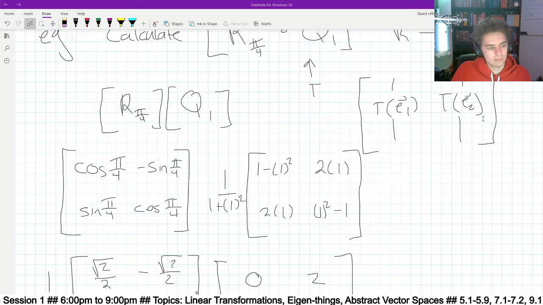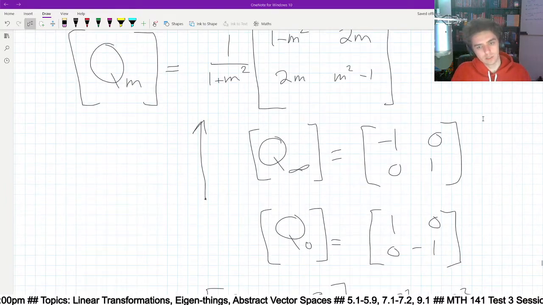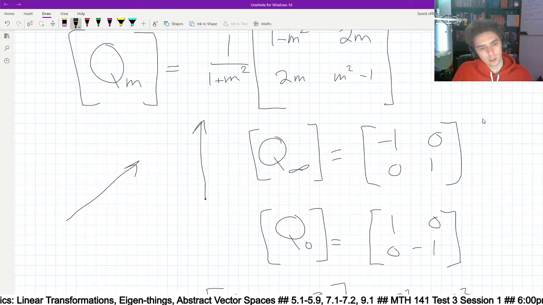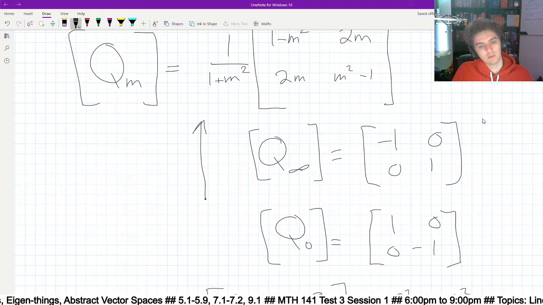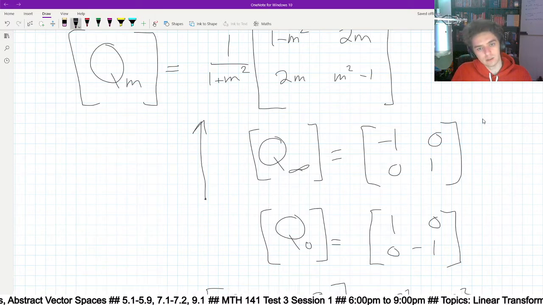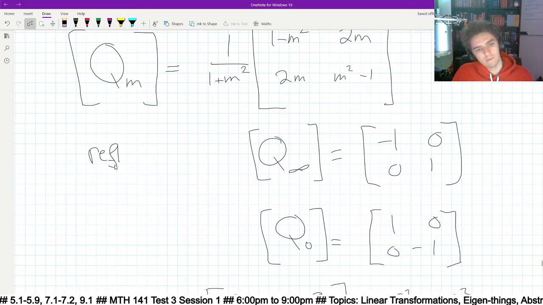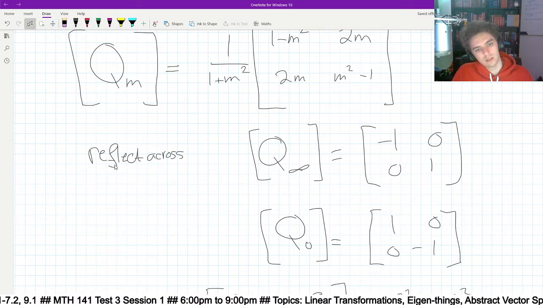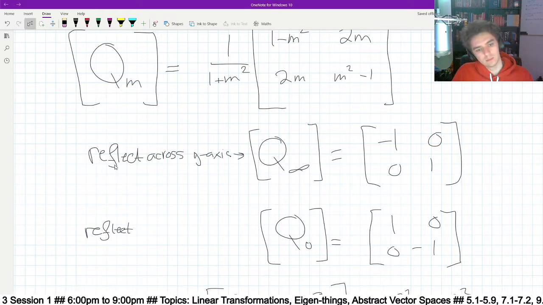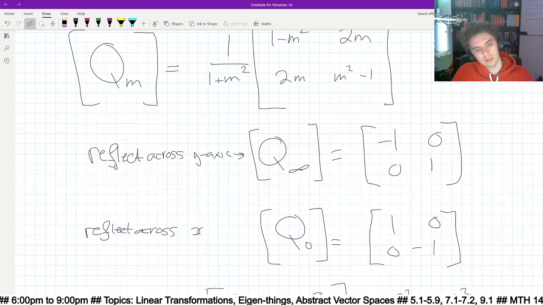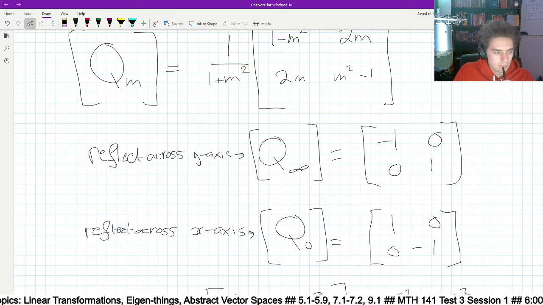When would we be using Q infinity? This reflects over the y-axis, right? Because a line with slope infinity is a vertical line. So if it ever asks you to reflect across the y-axis, that's what Q infinity is. You just use this matrix representation. This is reflect across the y-axis, and this is reflect across the x-axis.